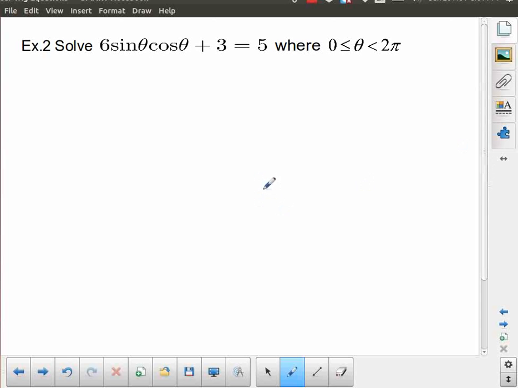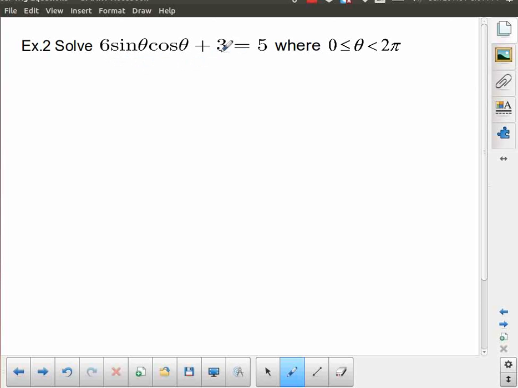Now here's a more complicated looking one, and it's still linear in the sense that each of the trigonometric ratios is linear, but this is actually a trig ratio times a trig ratio, which is going to complicate things because technically that would be quadratic. So how do we get away from this? And the question here, well, can we use algebra to get away from this?